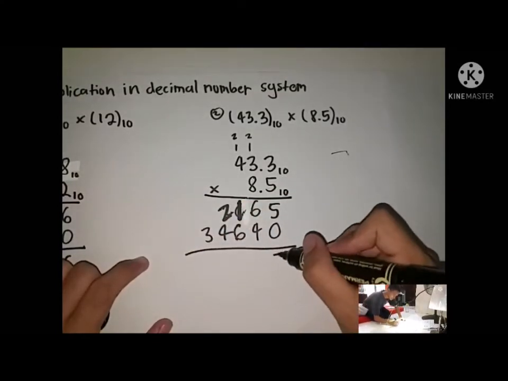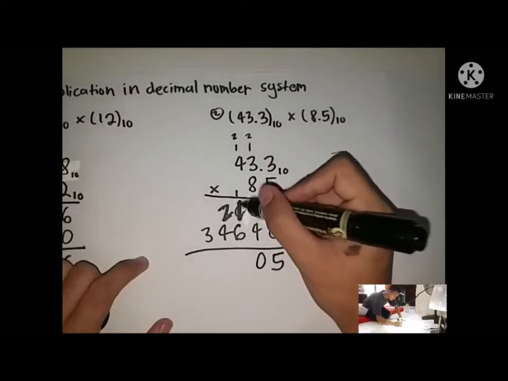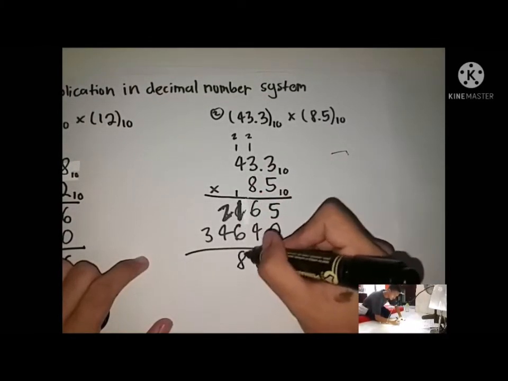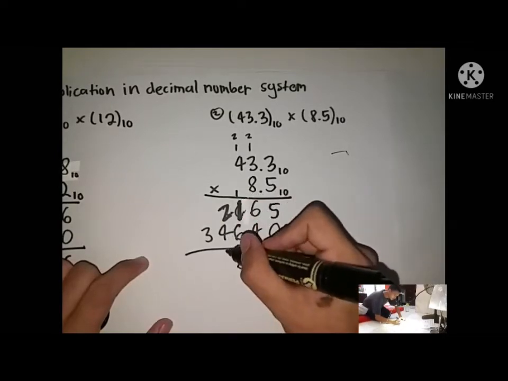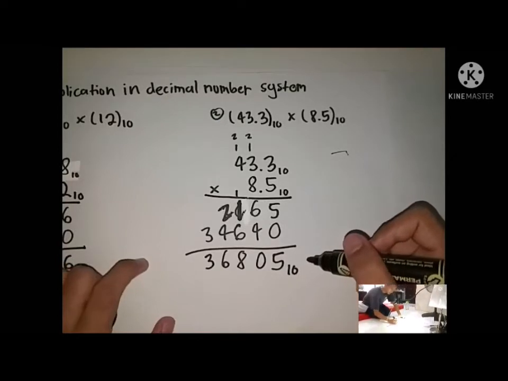So we have 5, 10, 1 plus 1 plus 6, 8, then 2 plus 4, 6, then 3, base 10.